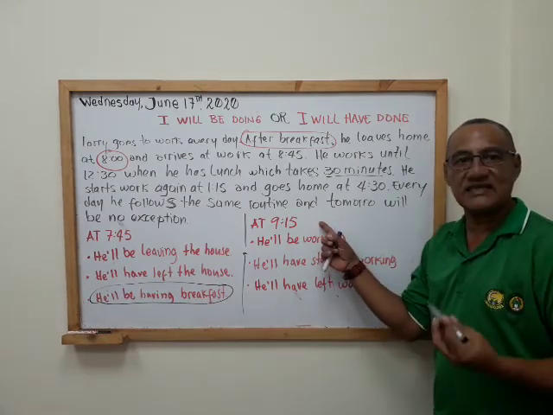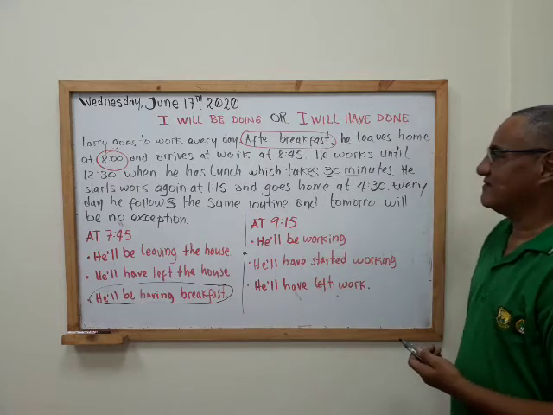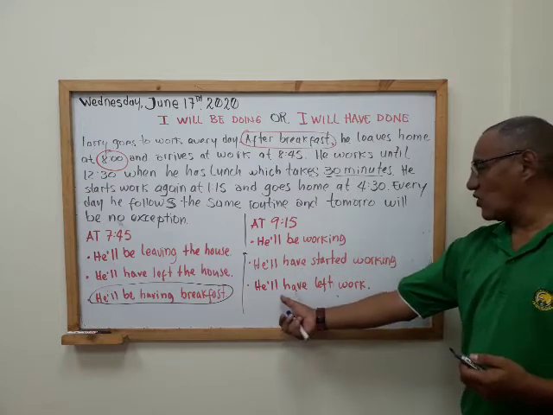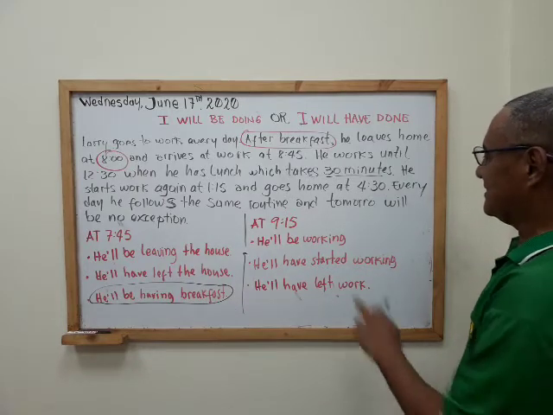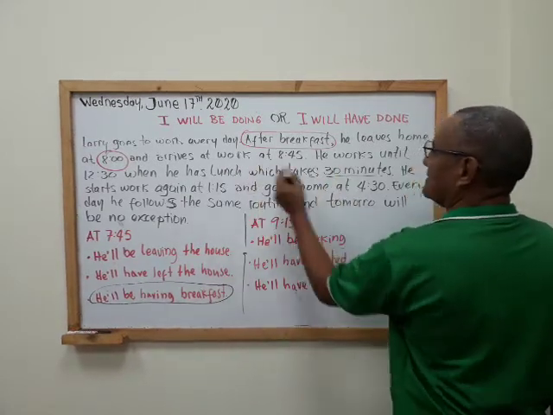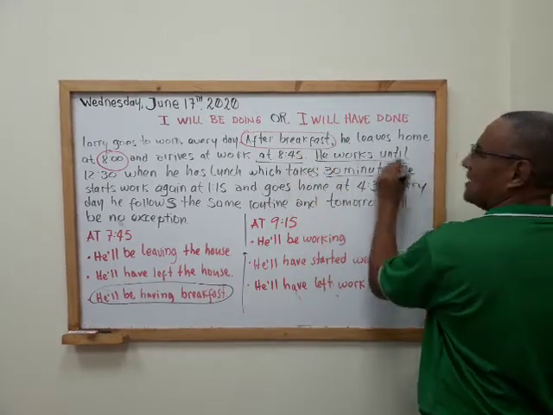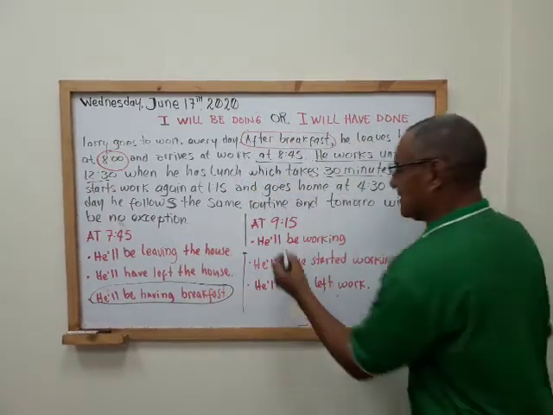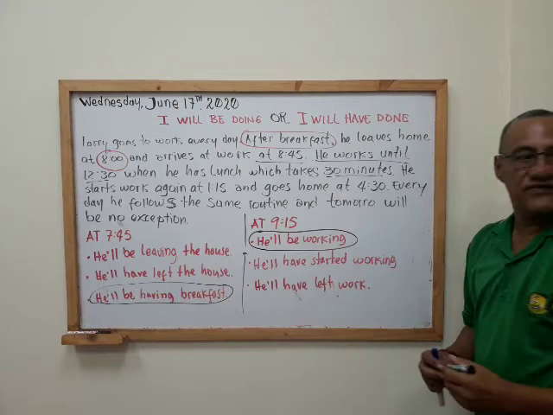Now let's analyze the second situation. Then at 9:15, okay, he'll be working, he will have started working, or he'll have left work. Then let's check it out. 9:15, then look at this, that he arrived at work at 8:45 and he works from this time until 12. Then he'll be working at this time, right? This is the right answer. Él estará trabajando hasta ahora because he hasn't finished.